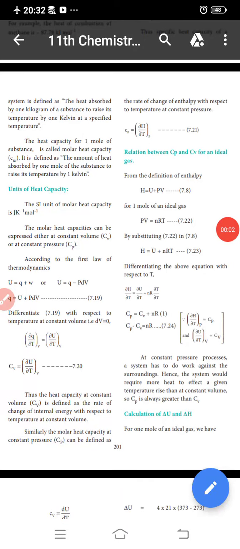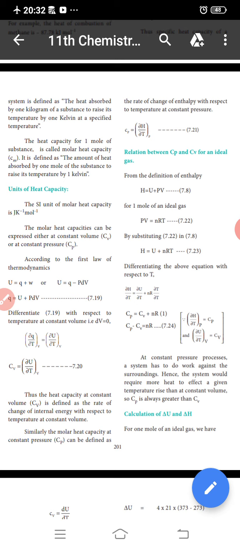Good morning, students. We already discussed the relation between Cp and Cv for an ideal gas. The first one, the enthalpy formula: H is equal to U plus PV. For an ideal gas, PV is equal to nRT. So substituting these values, H is equal to U plus nRT.